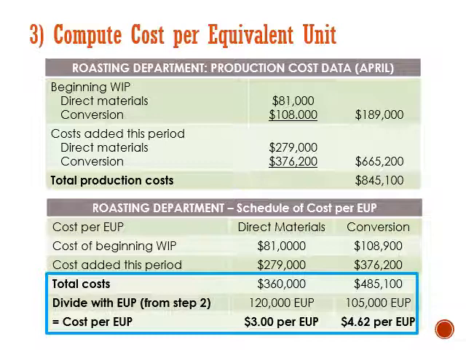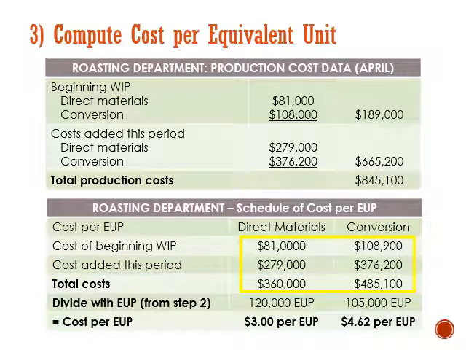Now, to compute cost per equivalent unit, we add costs for beginning work in process to costs added within the period, and then divide by equivalent units of production from step 2. From here, we determine that the cost for direct materials is $3 per equivalent unit of production, and for conversion is at $4.62 per equivalent unit of production.